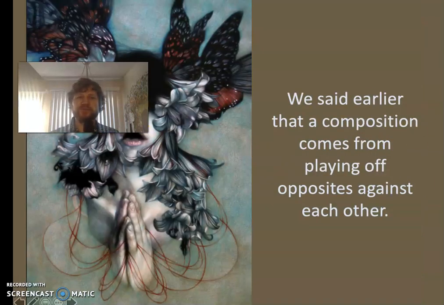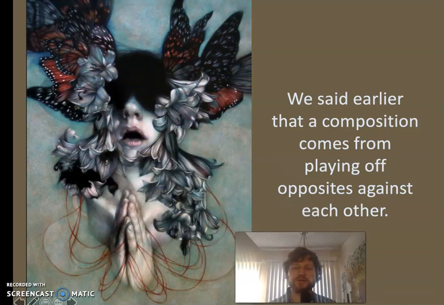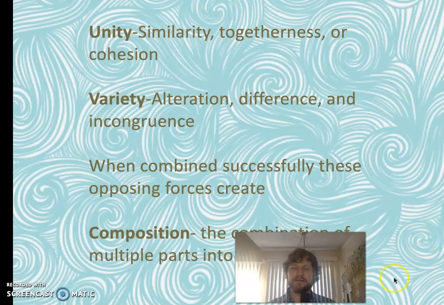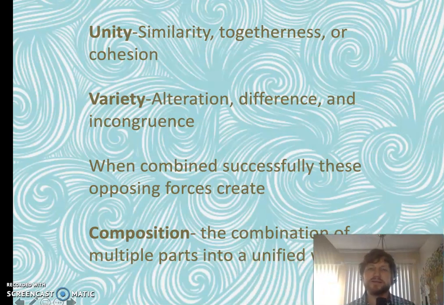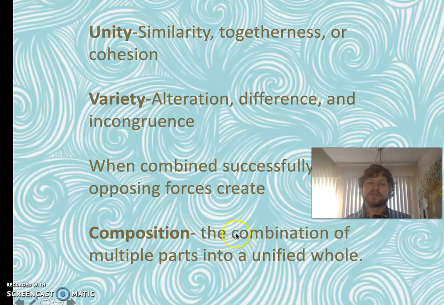So if you've seen my other composition mini lectures, we've talked about how composition comes from playing opposites off against each other. Basically, unity is order, variety is chaos, and when you combine them, then you get a composition. So you need two things that are opposed to each other, and you need to successfully balance them to create an interesting composition. And so the composition is a combination of multiple parts into a unified whole.